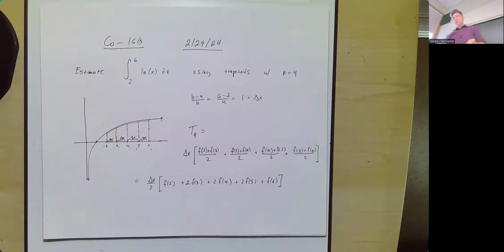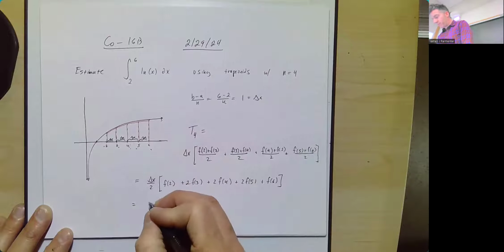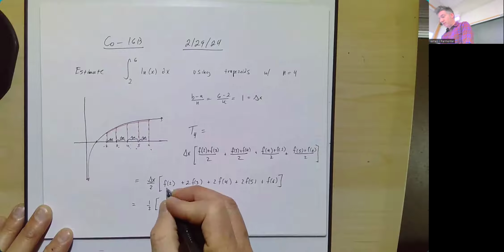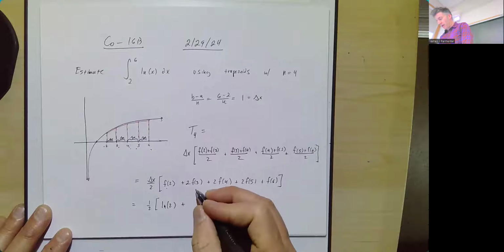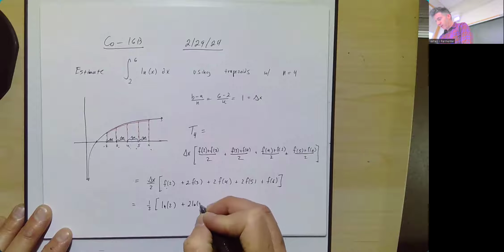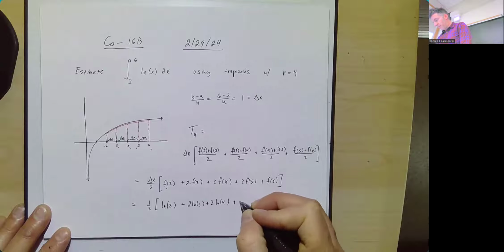It always works that way, because every middle one, you're always just doing all these averages of the heights. So in this particular case, my delta x is 1. f of 2 is the natural log of 2. f of 3 is the natural log of 3. f of 4 is the natural log of 4. f of 5 is the natural log of 5.